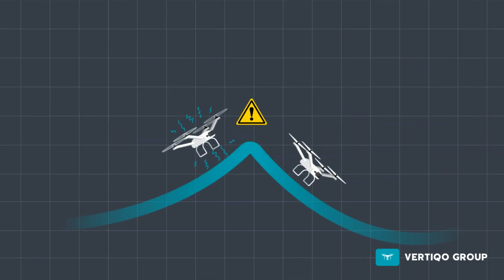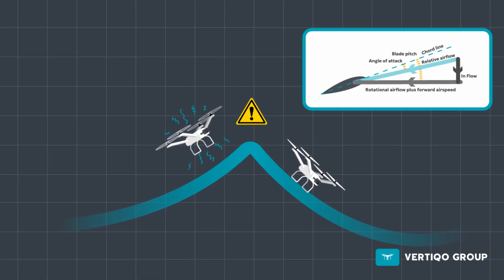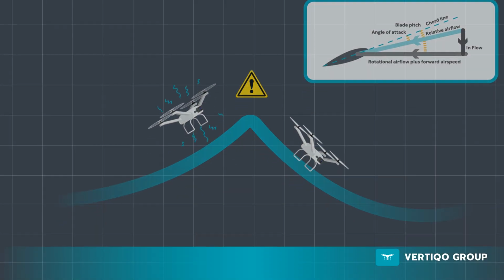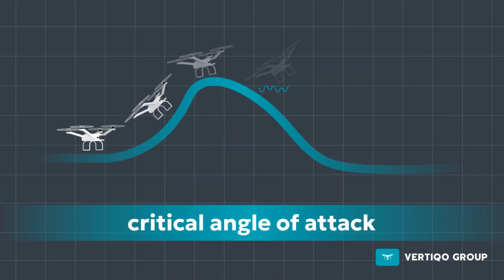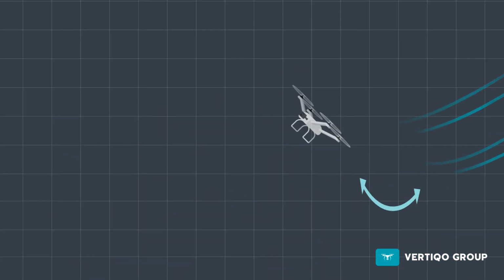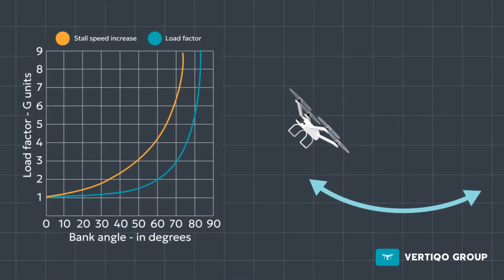Now, let's connect this to stalls. A stall is not when the engine quits. A stall happens when the wing or rotor blades exceed the critical angle of attack and can't produce enough lift anymore. At higher load factors, the drone reaches that critical angle of attack at a higher airspeed. That means the faster you turn or pull, the higher your stall speed becomes.